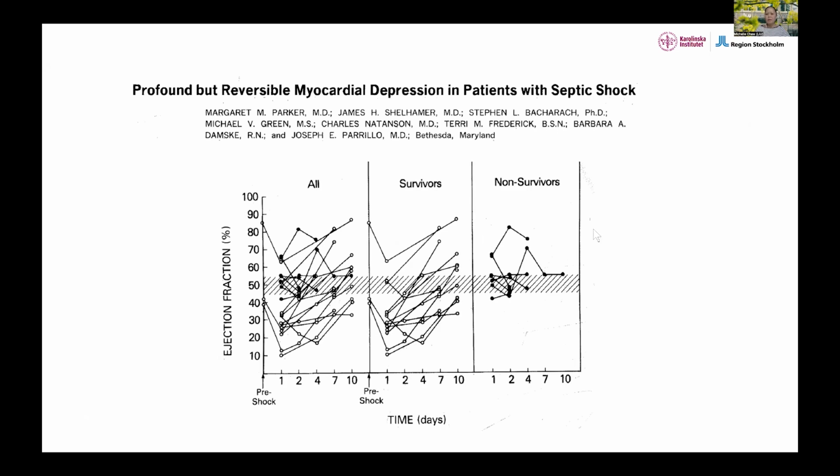But what Margaret Parker described was a whole spectrum of phenotypes, because here you see the non-survivors that do not have an impaired ejection fraction, nor did they have increased left ventricular dimensions. And these non-survivors do not follow the pattern of the survivors at all. So I question really whether or not sepsis-induced myocardial dysfunction is reversible, because it certainly seems to be reversible in survivors, but not so in non-survivors.